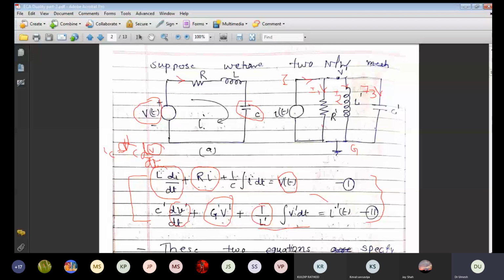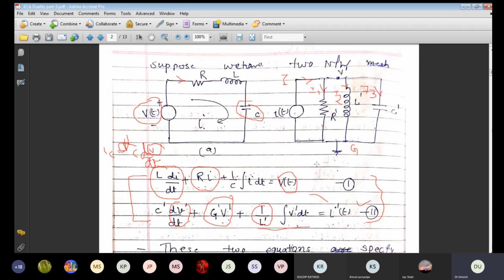So if we replace this L with C dash, R with G dash, and 1 upon C with L dash, and I with V, and V with I, then we will get the second equation. So if we can put the equation in this manner, and the pattern or format of the equations are the same, then we can say that both equations are a dual network. Dual network. Now why is it required?